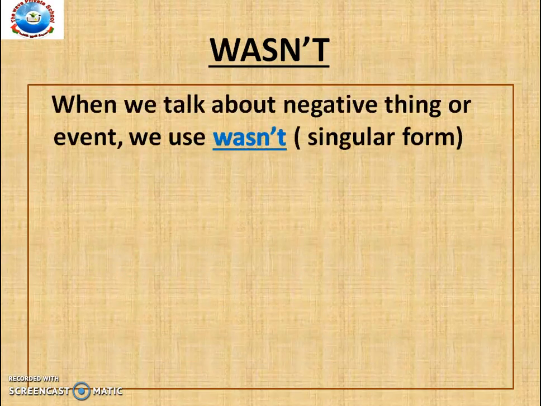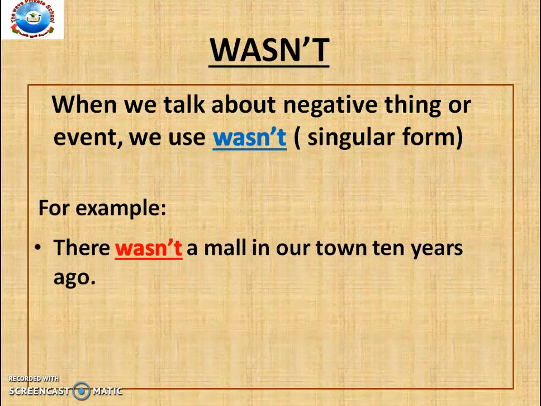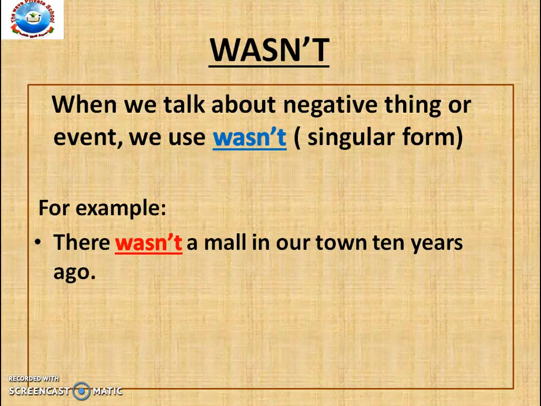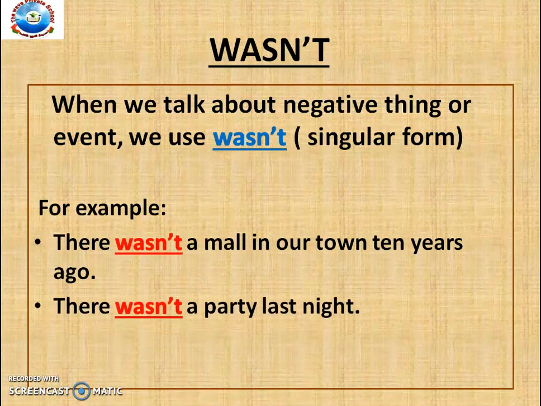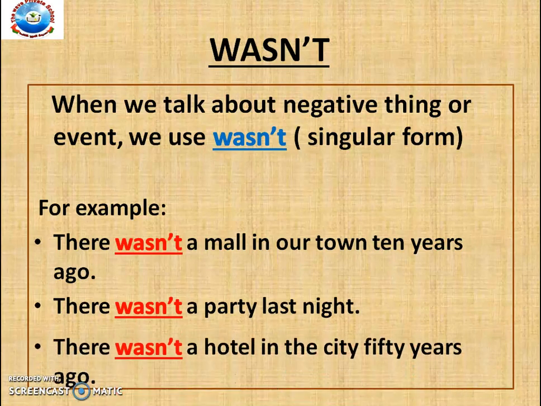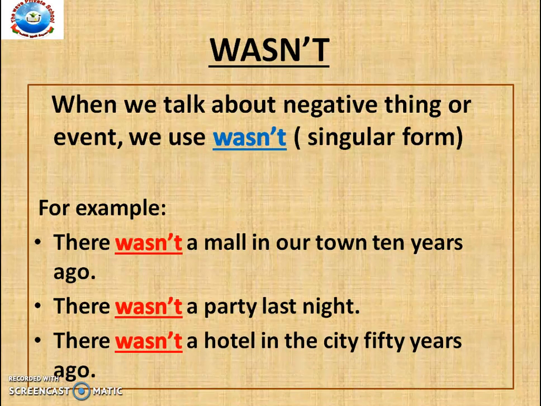Wasn't. When we talk about negative things or events, we use wasn't. Again, wasn't is used in a singular form. For example, there wasn't a mall in our town 10 years ago. What does this mean? There was no mall in our town 10 years ago. There wasn't a party last night. There wasn't a hotel in the city 50 years ago. We learn here that was is used for positive sentences and wasn't is used for negative sentences. So hope now it is clear when we use was and wasn't.